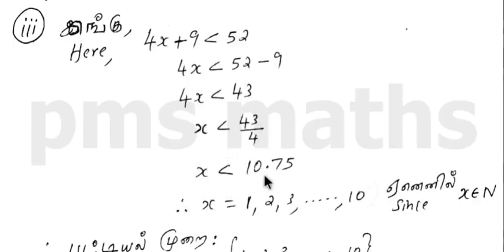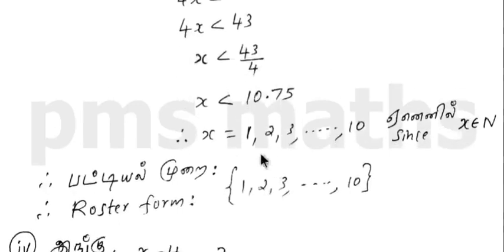Here x is less than this number. Then take the values of x. Here x takes the values less than 10.75. That means x is equal to 1, 2, 3, etc., up to 10. Here 10.75 is there. Therefore, here we can take the values up to 10 since x belongs to N. N means set of all natural numbers. That means from 1. Natural numbers means from 1 we can write 1, 2, 3 up to 10. These are the values of x. Therefore, we can write the set 1, 2, 3, 4, 5 up to 10. This is the set, required set. Now, third one is over.